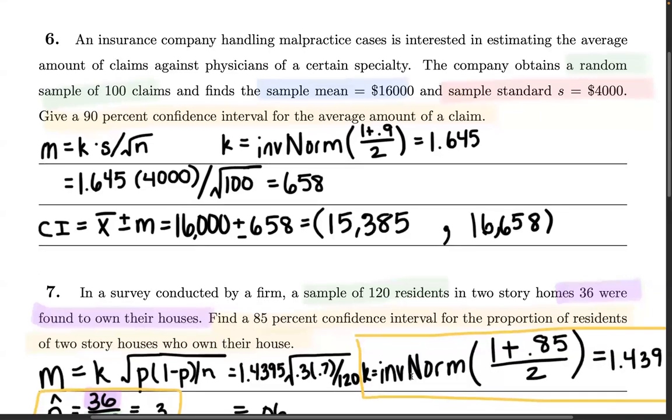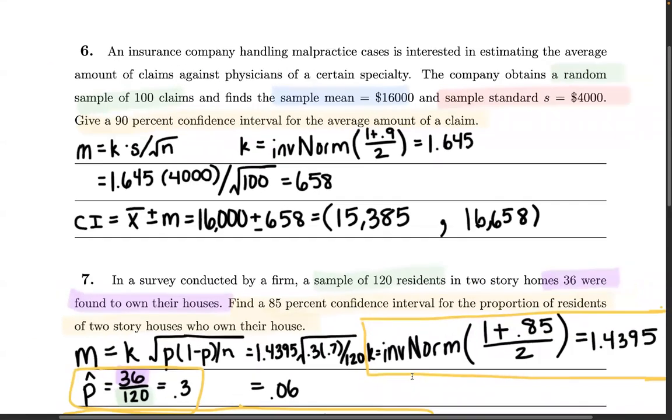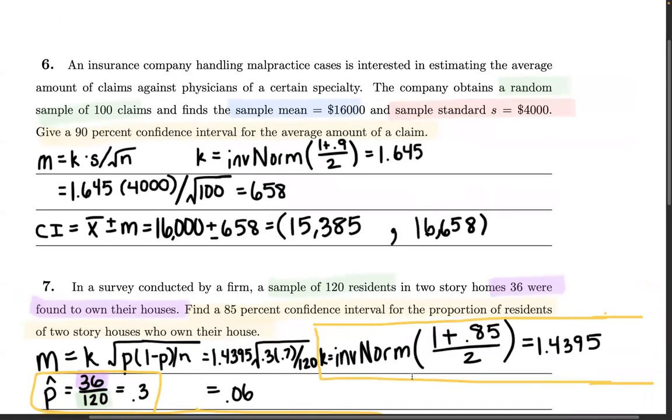So let's first find what our K is. Our K is computed the same way as before, however our confidence level now is 85%. So instead of 0.9, we're going to have 0.85. So the inverse norm of (1 plus 0.85) divided by 2 equals 1.4395. So that's our K.